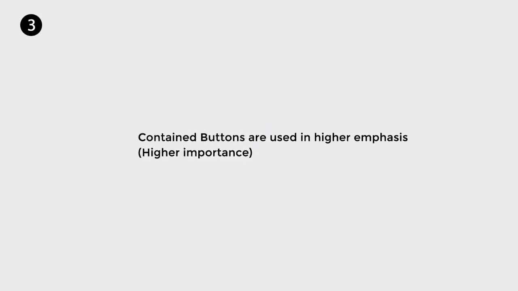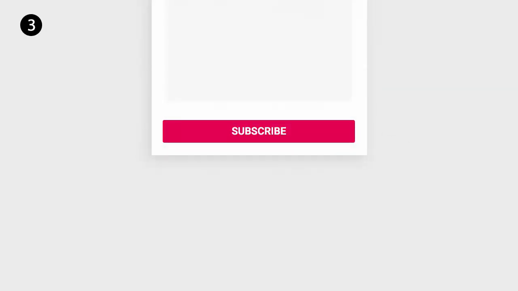The third type is contained button, which is filled with some color. Contained buttons are used in higher emphasis. Here are some examples.